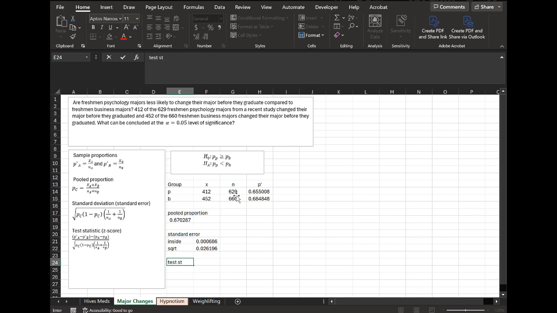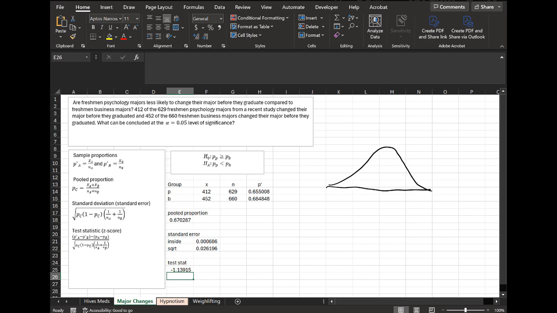And then we need our test statistic. So I'm going to take first proportion minus the second proportion. Don't forget your parentheses. All of that divided by the square root. So there's my test statistic. Okay, and that's great because this is a left-tailed test, so the test statistic should end up on the left tail. So this is going to be negative 1.139.